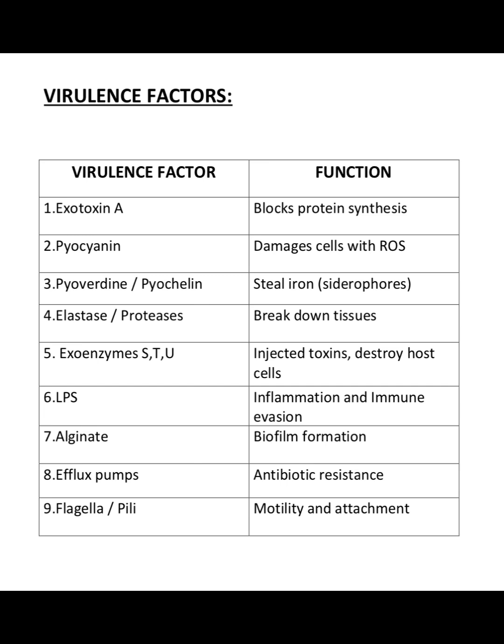Alginate. It is a polysaccharide produced by Pseudomonas aeruginosa. It helps to form a slimy protective biofilm around the bacteria. It is seen especially in the lungs of cystic fibrosis patients. It also protects the bacteria from antibiotics.